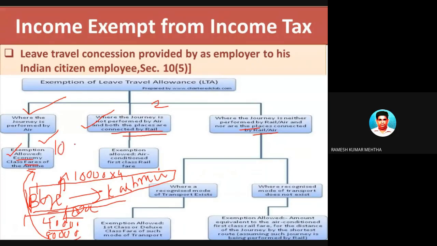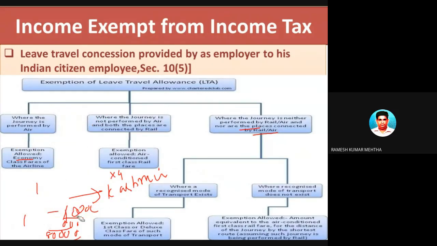So if this 80,000 is reimbursed, nothing is taxable. However, if it is reimbursed to the tune of, for example, 1 lakh rupees, then out of this 1 lakh rupees, 80,000 is exempted and 20,000 is fully taxable. So a part is fully taxable and a part is exempted, or sometimes, if the full amount is within the limits as per the provisions of LTC, nothing is taxable and it is fully exempted. So where the journey is performed by air, the rule says that the exemption amount is the economy class fare of the airlines.